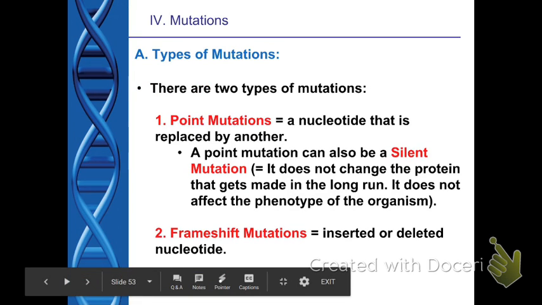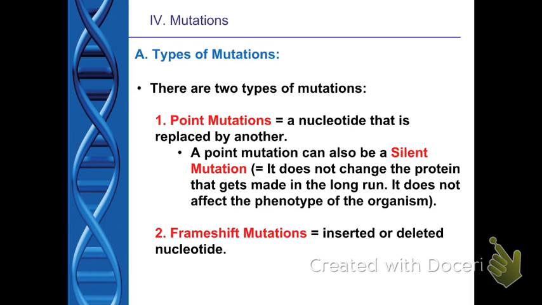There are two types of DNA mutations. One is a point mutation, when a nucleotide is replaced by another. Remember, DNA is transcribed into RNA and then translated into protein. So if you have a point mutation, you could have a change in amino acid, right? But sometimes you don't, because oftentimes in the third base, there are multiple codons that code for that same amino acid. And so you could have what we call a silent mutation.